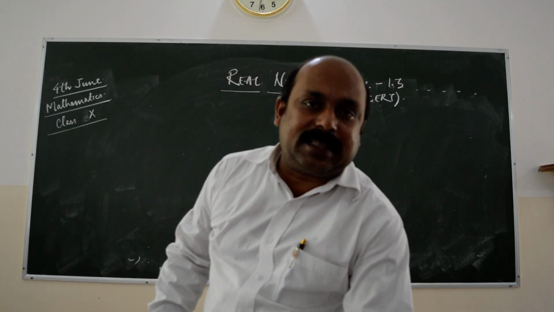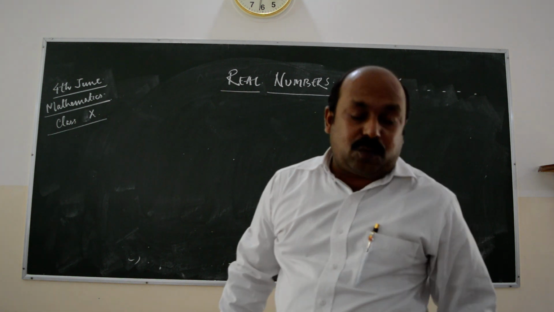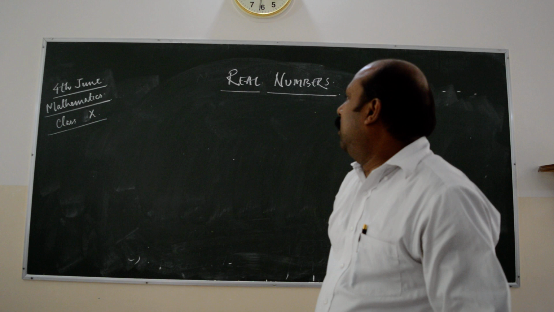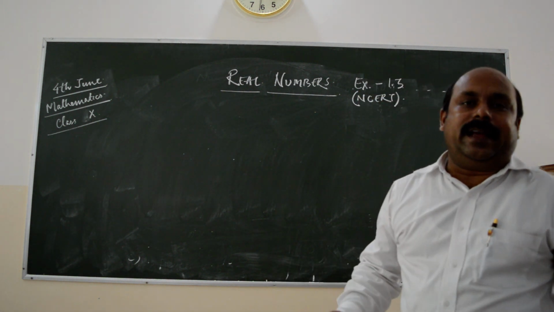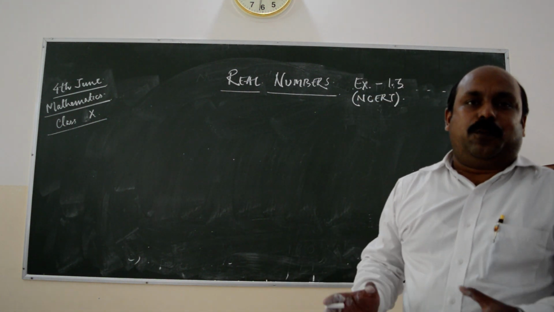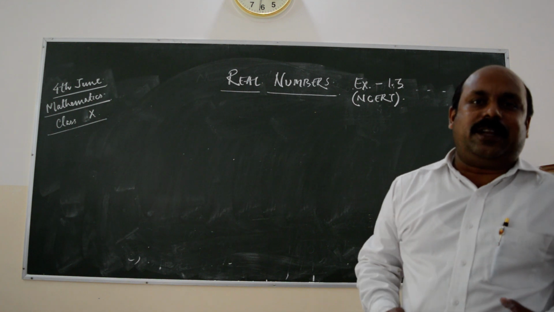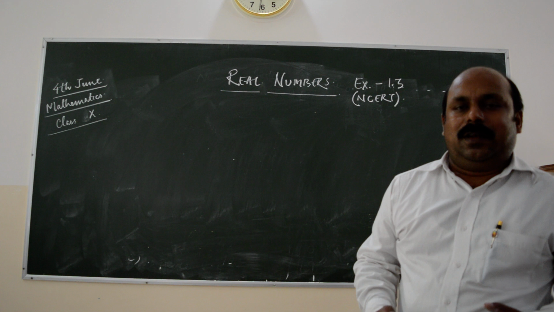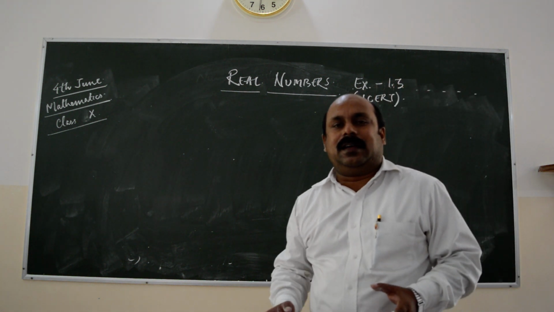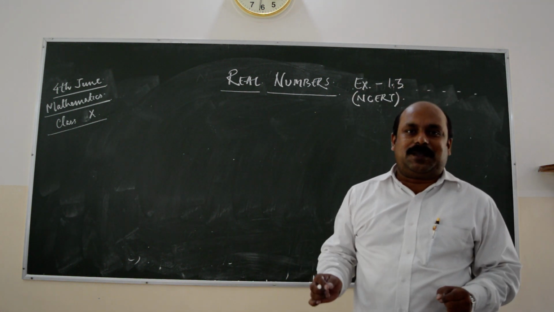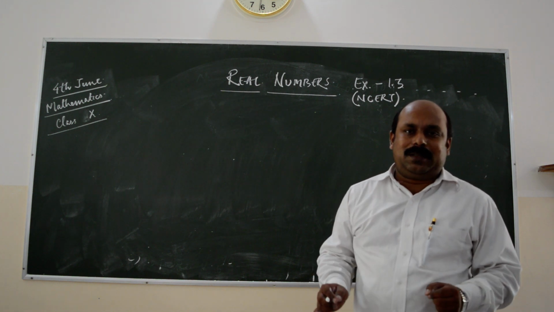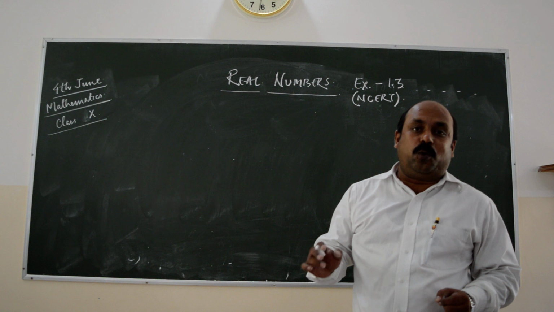Let us take up the next exercise, Exercise 1.3 of NCERT Standard 10. This exercise basically deals with proving the irrationality of numbers. How to prove irrational numbers? In Standard 9 you have studied that those numbers whose decimal expansion is neither terminating nor repeating are irrational numbers. Now in Standard 10 we are going to prove it.